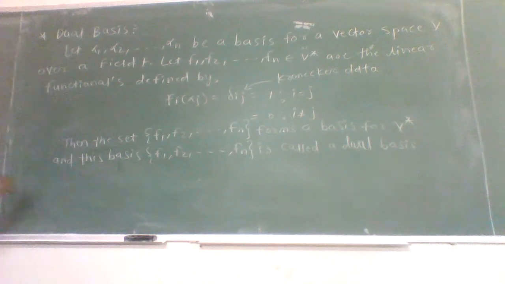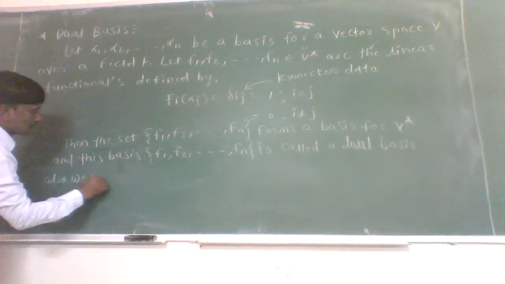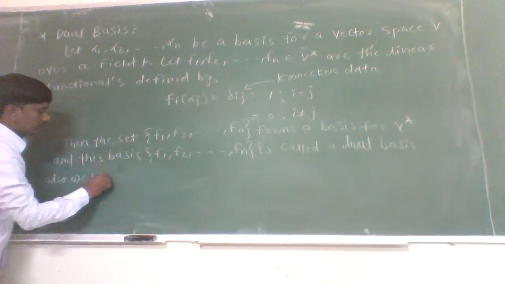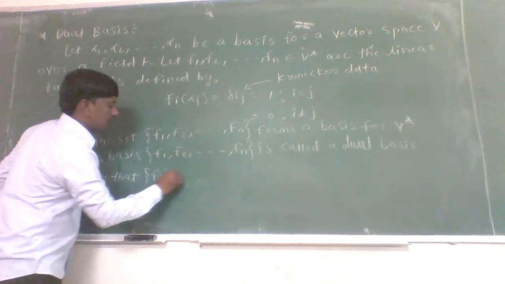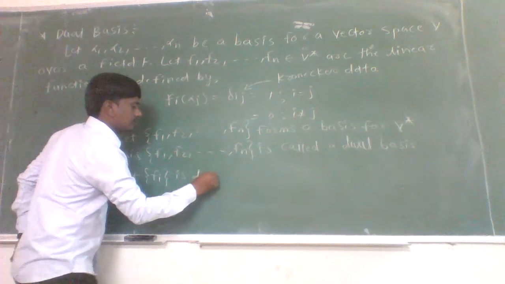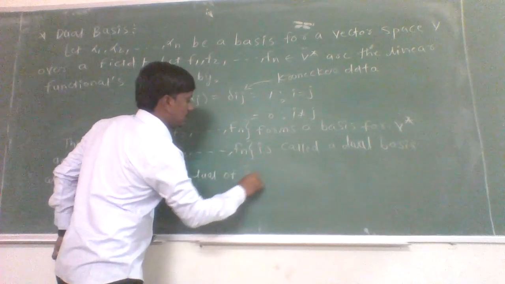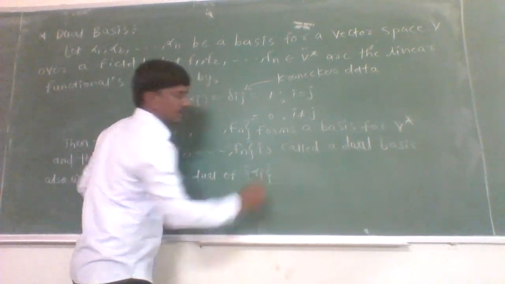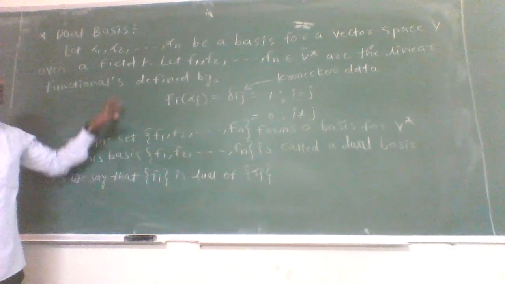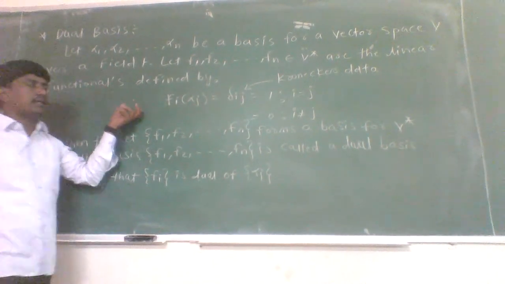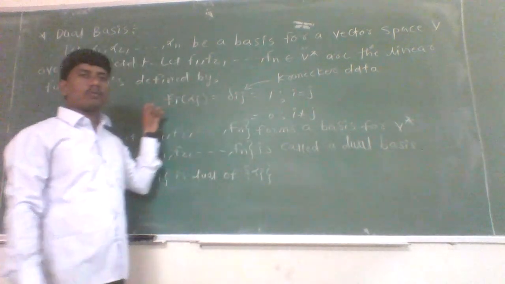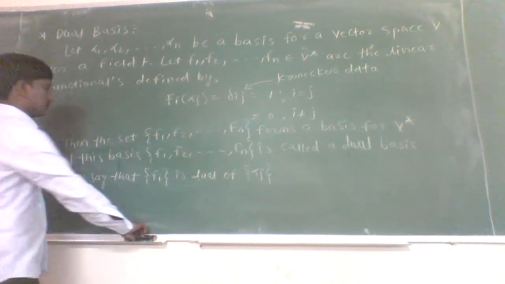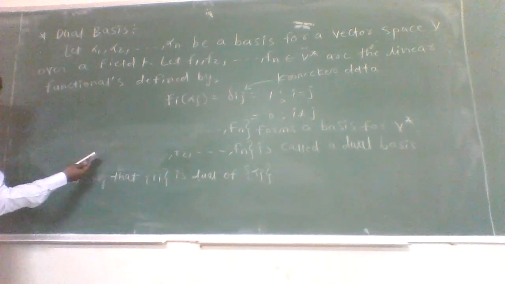And we can also say that functional f i is dual of basis element alpha j, whenever i and j run from 1 to n. So this is the dual basis. Let us see, by taking some examples, how to find the dual basis from a given basis of a vector space V over F.